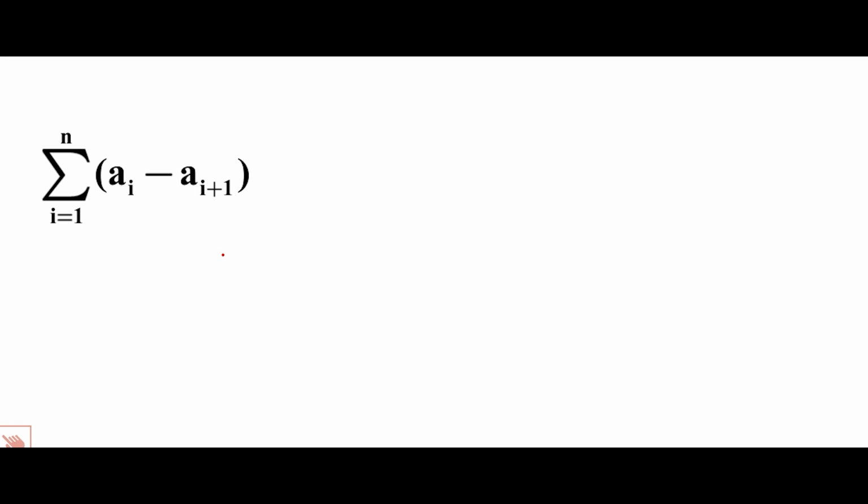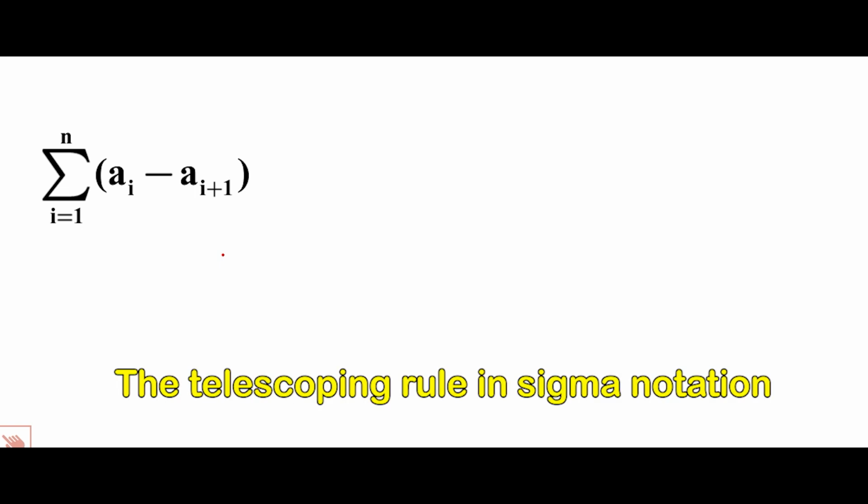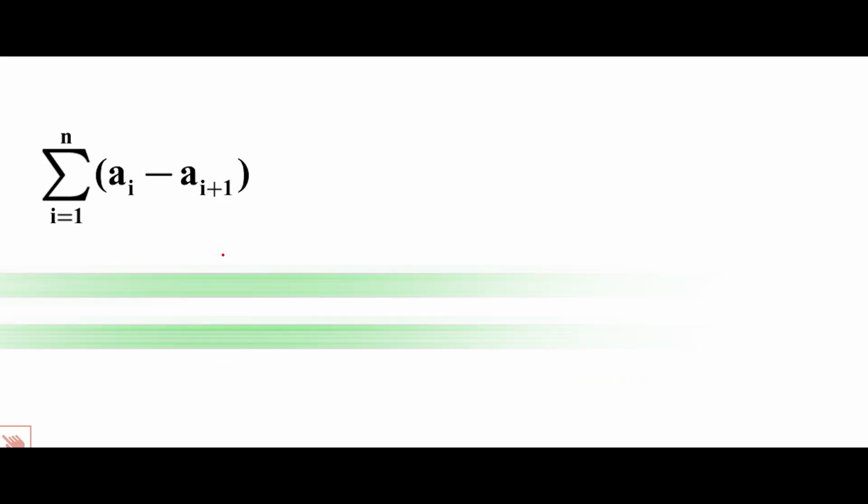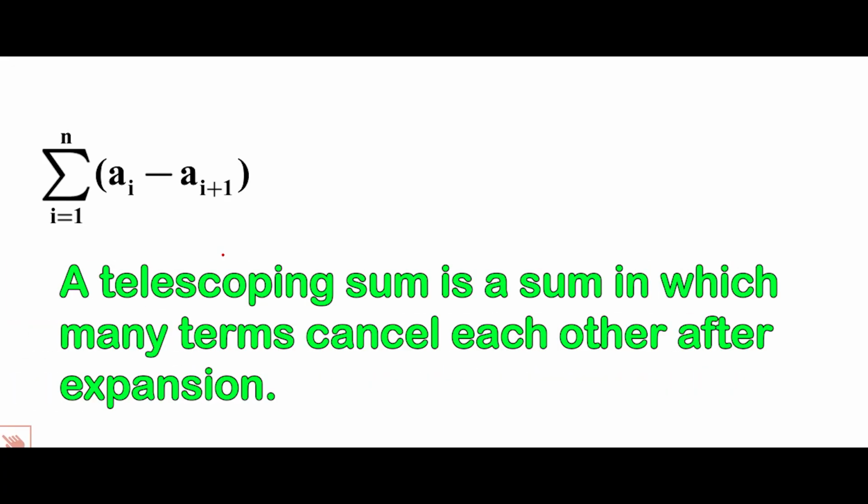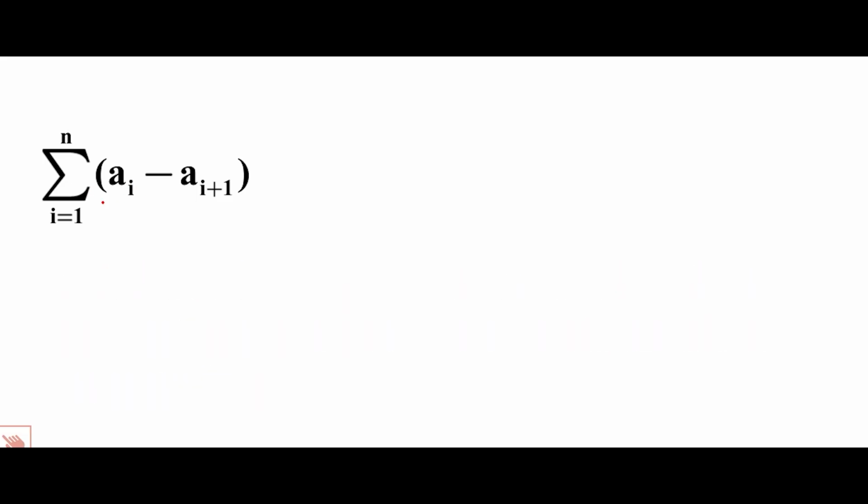In this video, we're gonna learn the telescoping rule in sigma notation. A telescoping sum is a sum in which many terms cancel each other after expansion. Usually the expression has the form the sum of a_i minus a_(i+1) from i equals 1 to n.